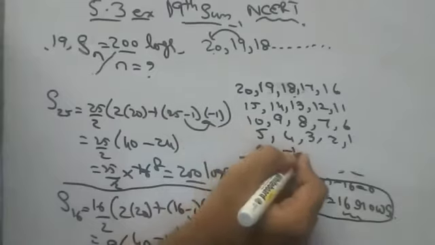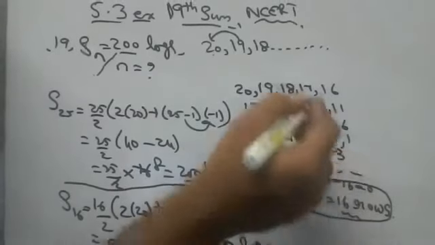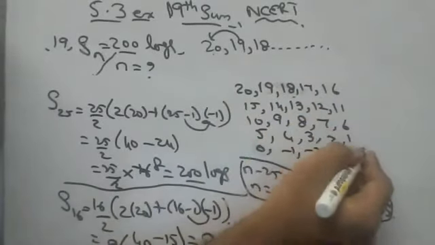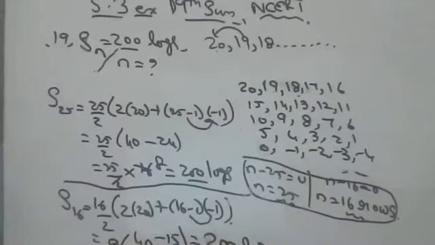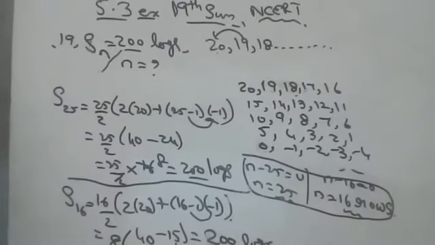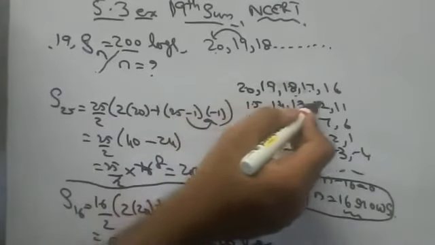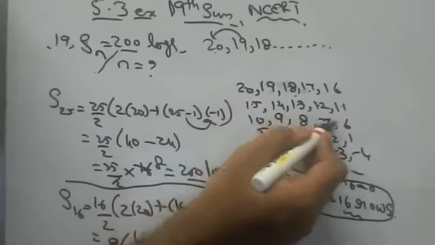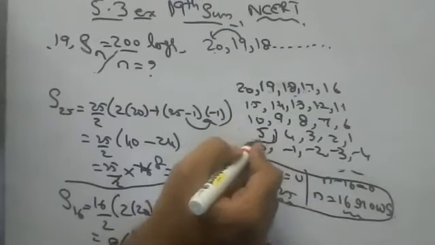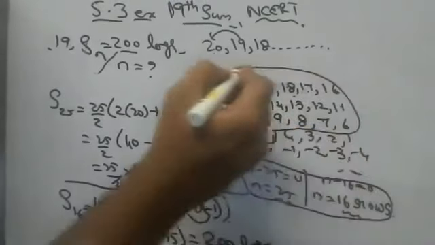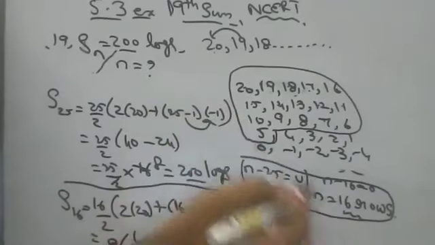0, minus 1, minus 2, minus 3, 1, 2, 3, 4, 5, minus 4. Okay, children. Now, carefully you see, children, here. 1, 2, 3, 4, 5, 6, 7, 8, 9, 10, 11, 12, 13, 14, 15, 16. This is the only correct answer. This is the wrong answer, 25.